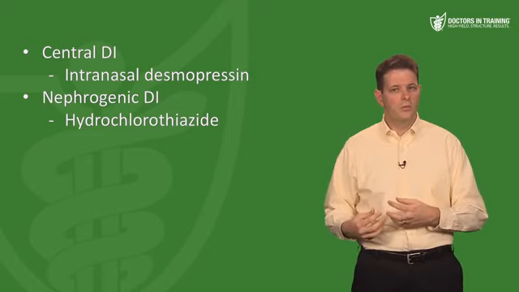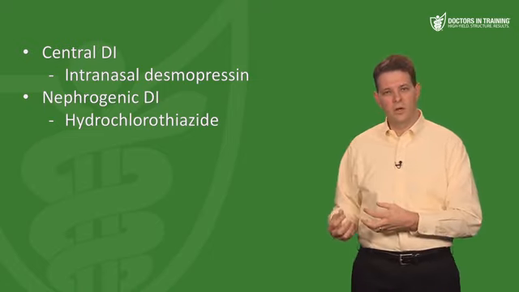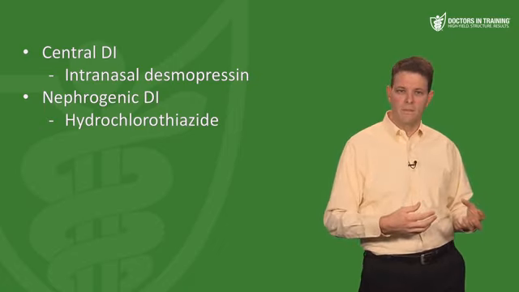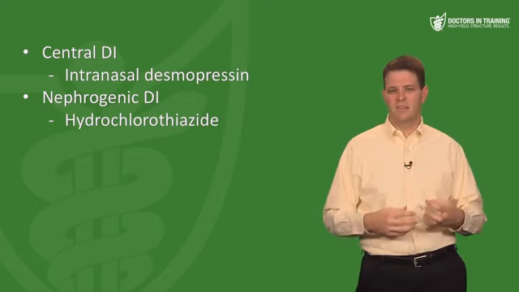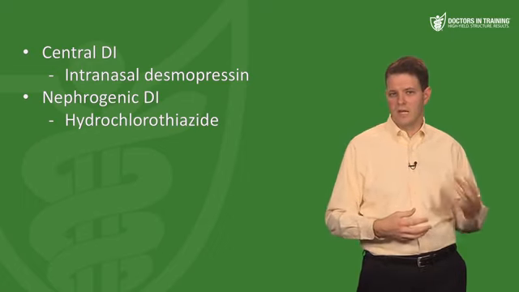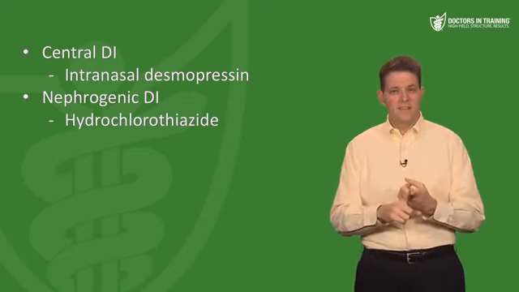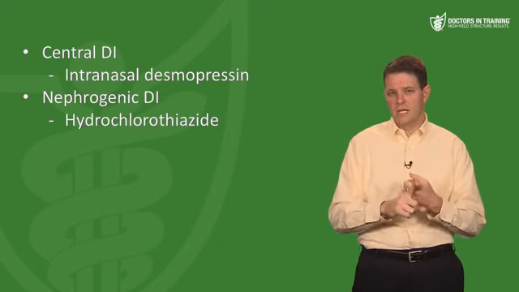Remember, the proximal tubule and the loop of Henle tend to concentrate the urine, and the distal tubule dilutes it. Then the collecting tubule is supposed to concentrate it again. So HCTZ is basically preventing the distal tubule from diluting the urine. So HCTZ is first-line treatment for nephrogenic DI.